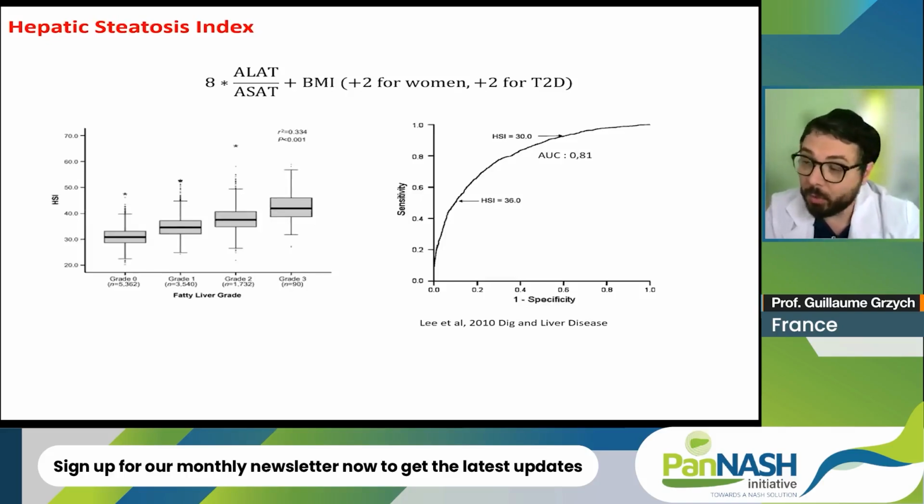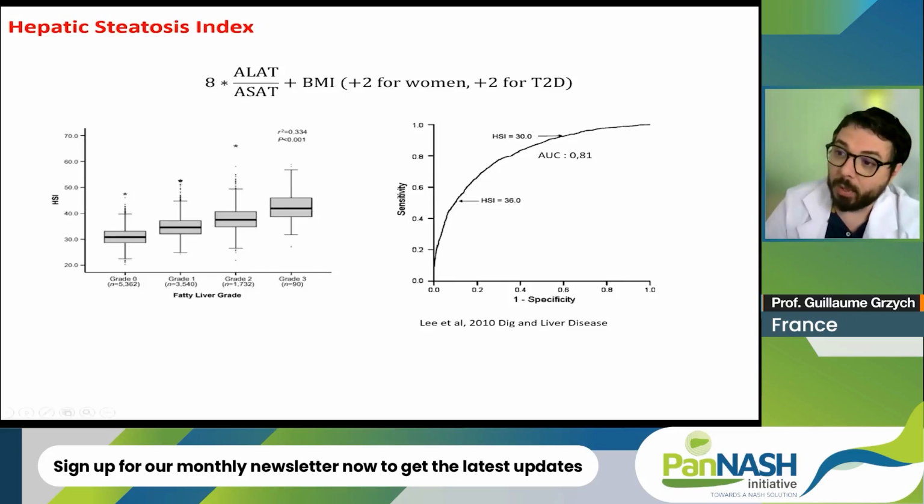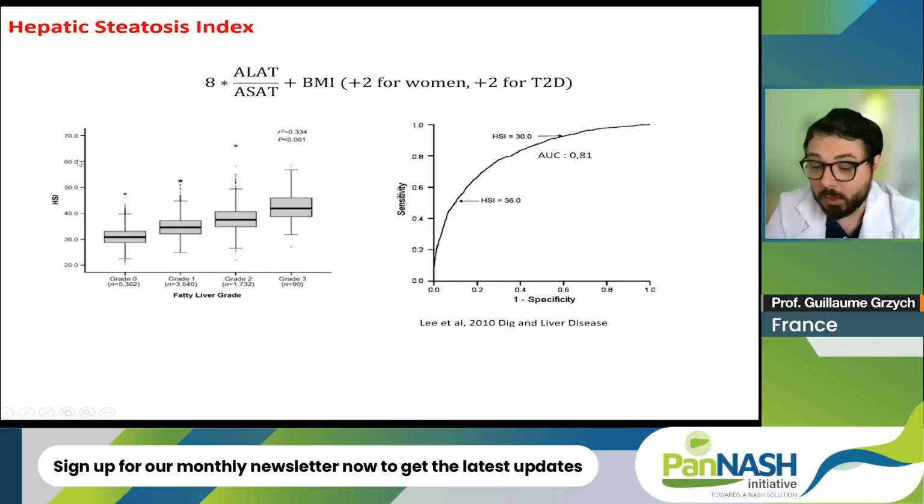You have an area under the curve of around 0.8, and here is also a free test. You don't have to pay for the algorithm. The formula is here, pretty easy. And as you see here in this external validation, the higher the grade of steatosis, the higher the hepatic steatosis index. So it's a good tool to evaluate steatosis.